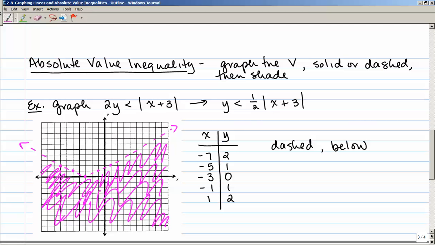Okay, and remember what this means is that any point in this shaded region works in this inequality. So if I were to pick any point down here and plug in the x coordinate for x and the y coordinate for y, this would be a true inequality.